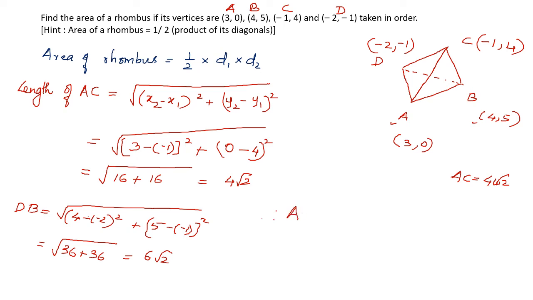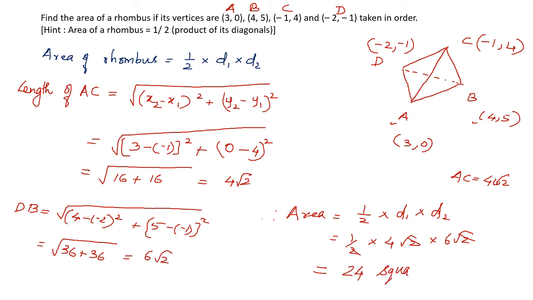Therefore area is equal to half into D1 into D2. That is equal to half into 4 root 2 into 6 root 2. What will you get? Root 2 into root 2 is 2. That all will get cancelled. So 4 into 6 is 24. What should you write? Square units, because it is area, it is 24 square units. That you should not forget to write.